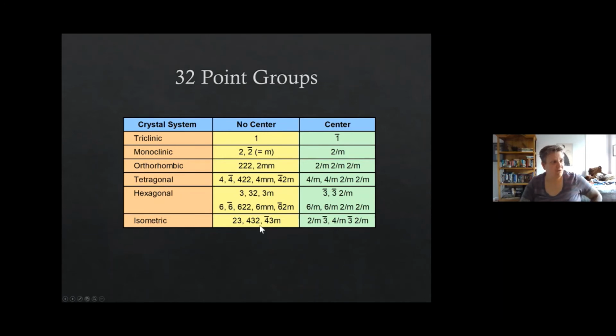So what it means is no center, there's no center of symmetry here. Here there's a center of symmetry. So it means things on the top and things on the bottom are probably the same. And you can see this in minerals. If you have a crystal with 2 terminations, you can look at the top and bottom. If they're the same, they probably have the center of symmetry. If they're not the same, like a tourmaline, then they don't have a center of symmetry.